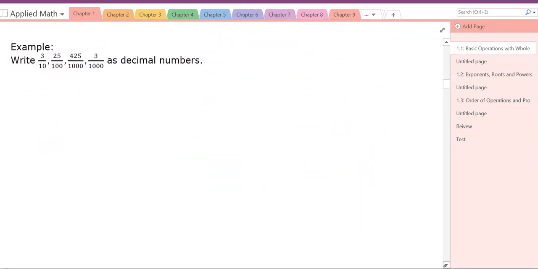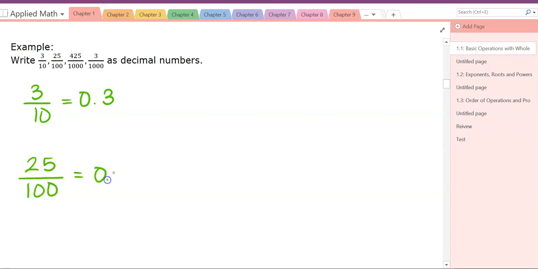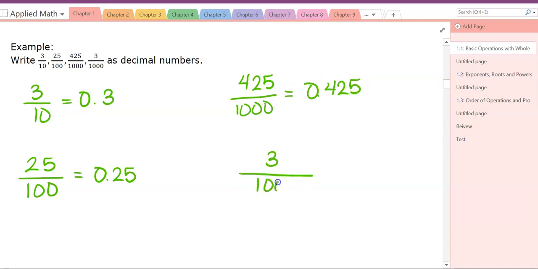So let's look at this example where we're going to write these different numbers as decimal numbers. So 3 over 10 would be the same thing as 0.3. 25 over 100 would be the same thing as 0.25. 425 over 1,000 would be the same thing as 0.425. And 3 over 1,000 would be the same thing as 0.003.